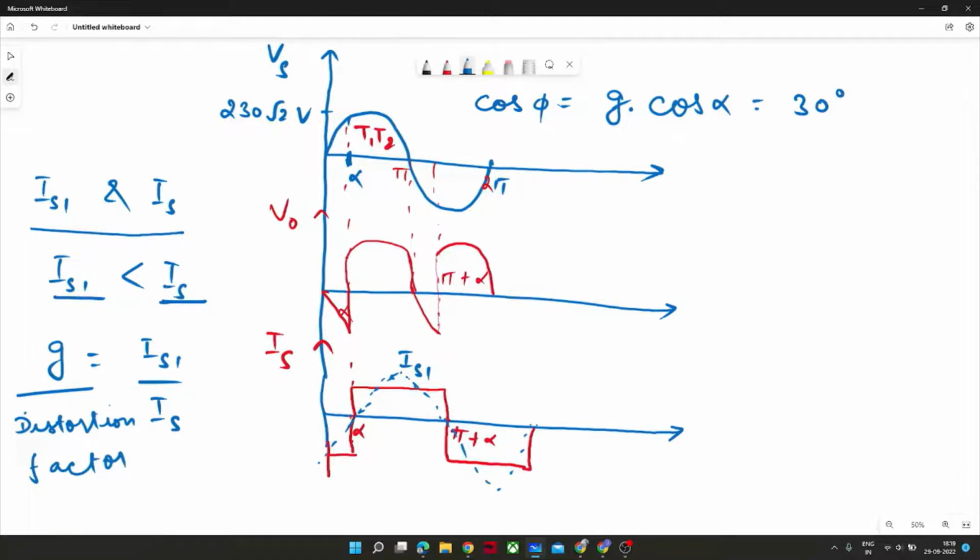Okay, IS1 is the fundamental component of IS. This blue one you can see from the graph is the fundamental, and IS is the red one, which you can see from the graph. Yes. Fine.